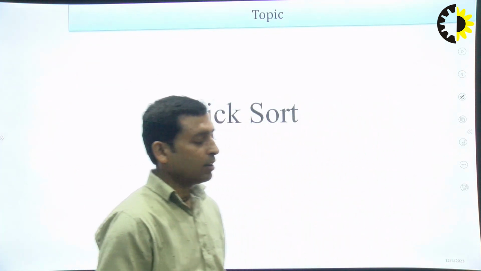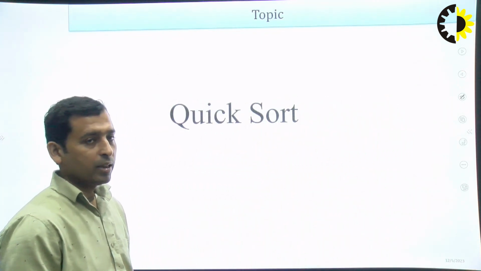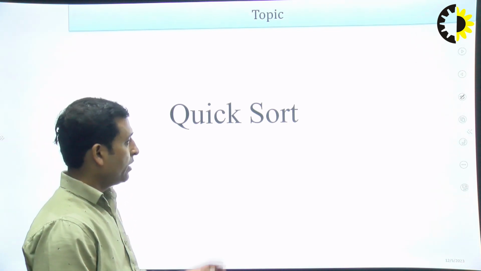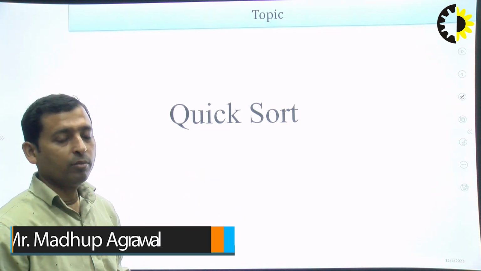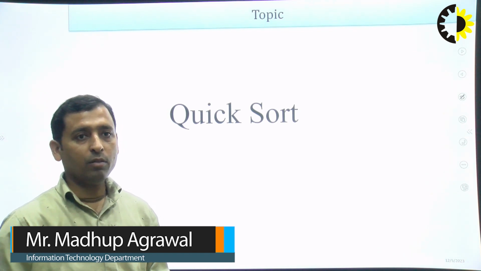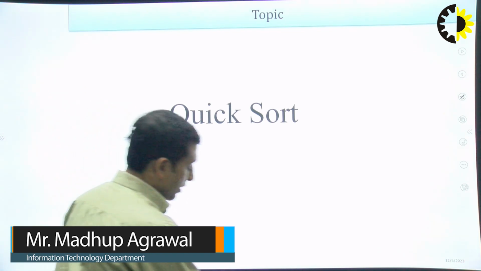So this is a very important topic of data structure. We will understand it in algo form, in programming form, and with the help of examples. So let's begin.